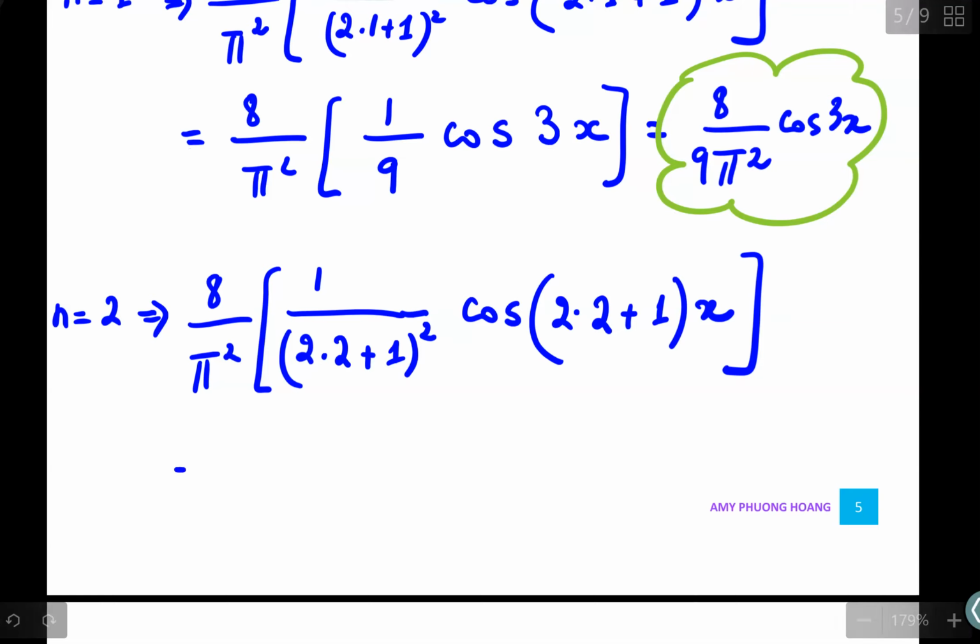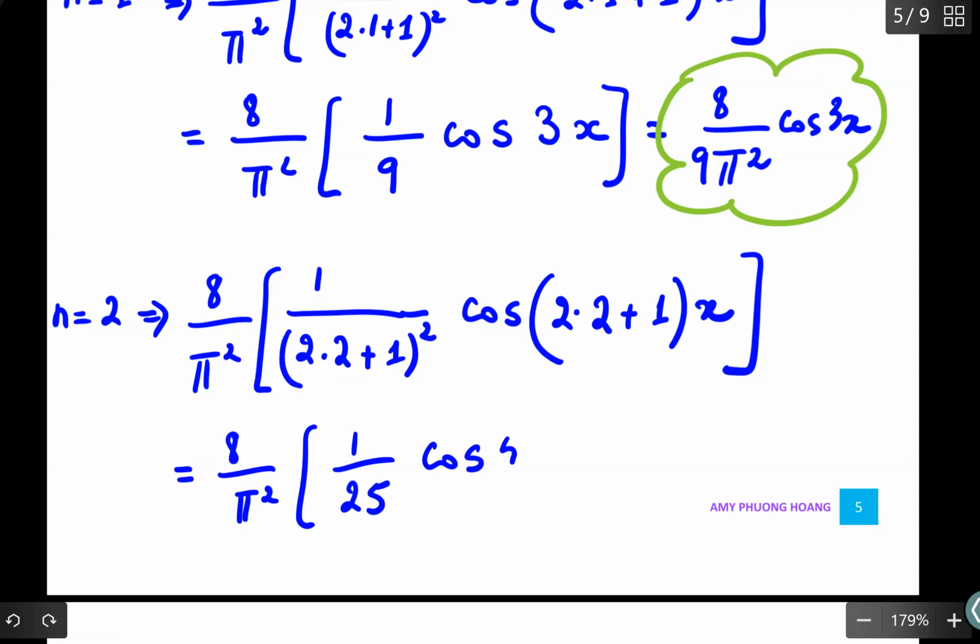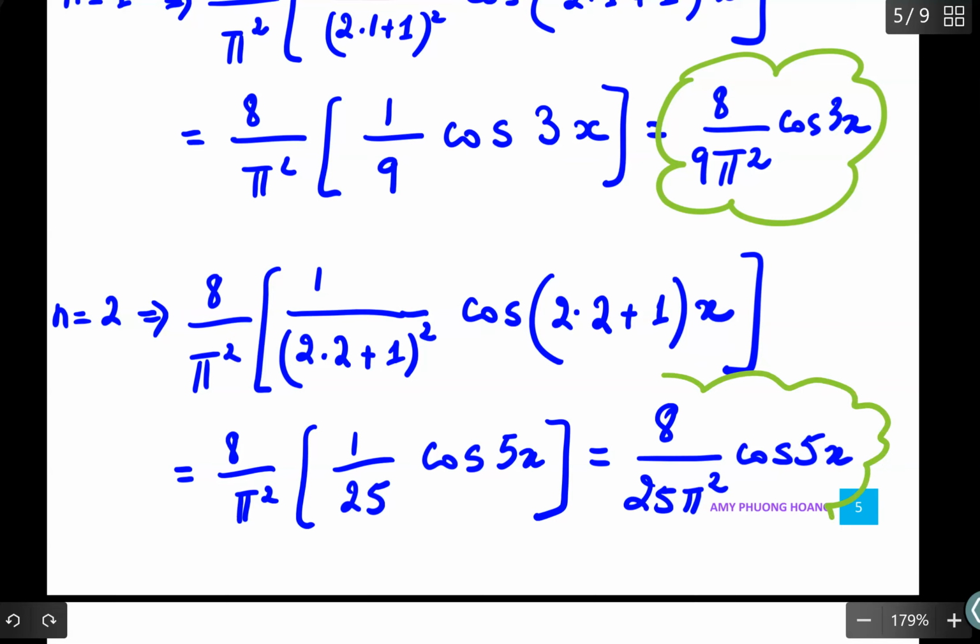I should have this one equal to a over pi square, and inside the bracket 2 times 2 is 4 plus 1 is 5. 5 squared should be 1 over 25 here, and I should have cos of 5x. So this I will write as 8 over 25 pi square multiplied by cos of 5x. Okay, again, we circle this.